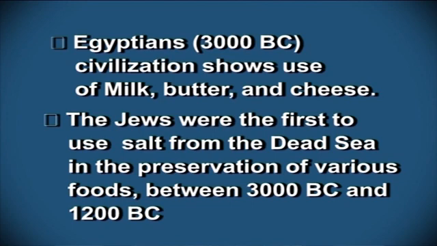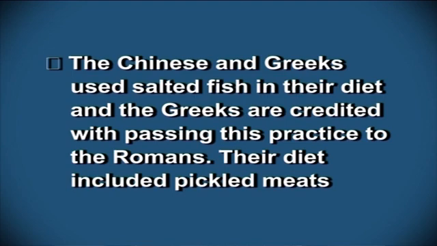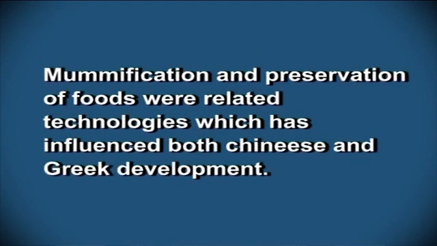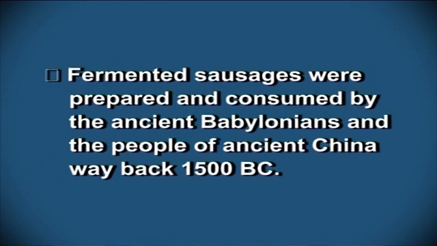The Jews were the first to use salt from the Dead Sea in the preservation of various foods between 3000 BC and 1200 BC. The Chinese and Greeks used salted fish in their diet, and the Greeks are credited with passing this practice to the Romans. Their diet included pickled meats. Mummification and preservation of foods were related technologies which influenced both Chinese and Greek development. Fermented sausages were prepared and consumed by the ancient Babylonians and the people of ancient China way back in 1500 BC.